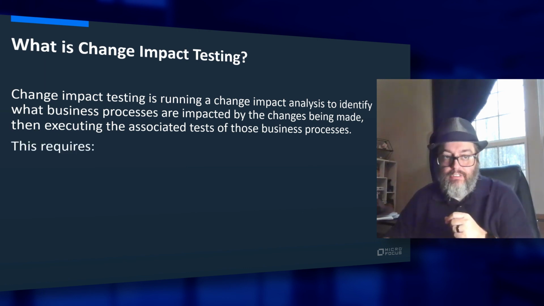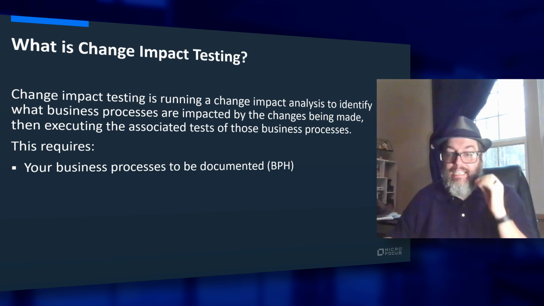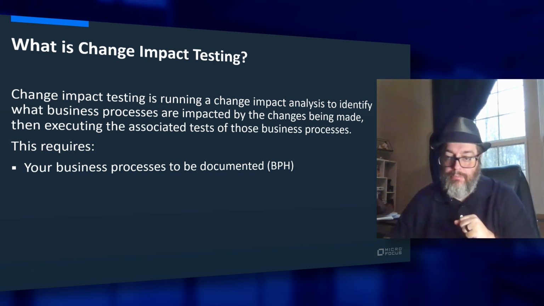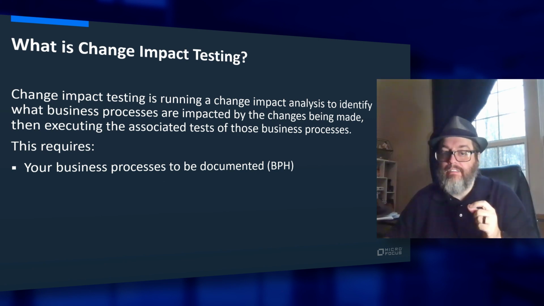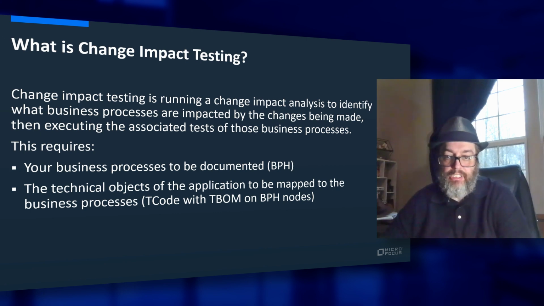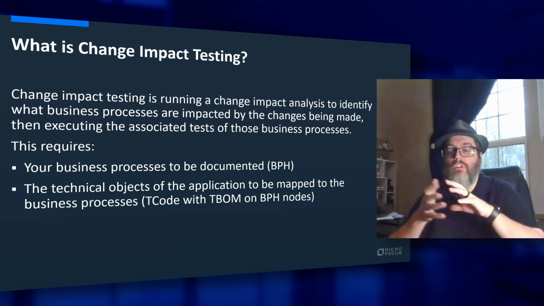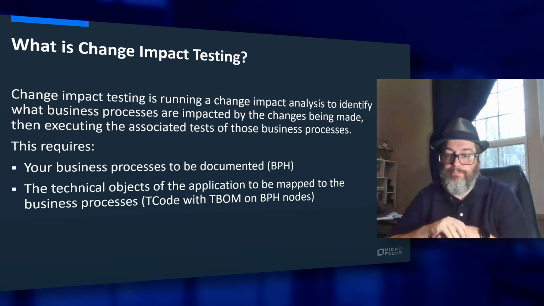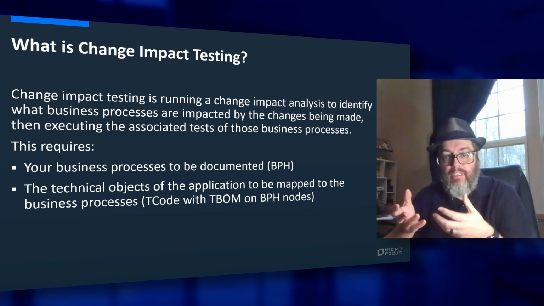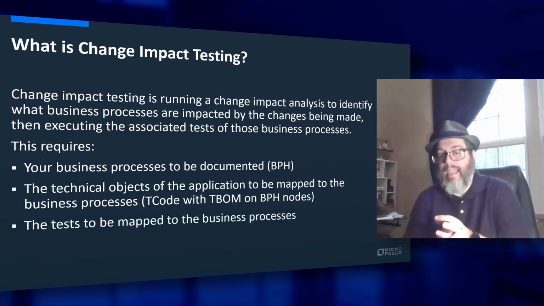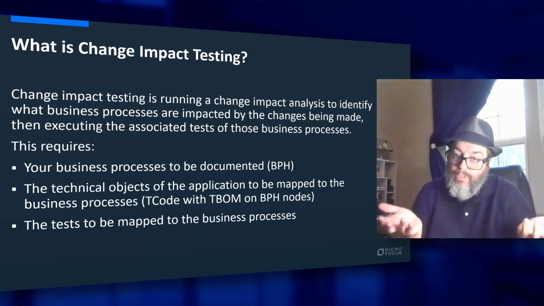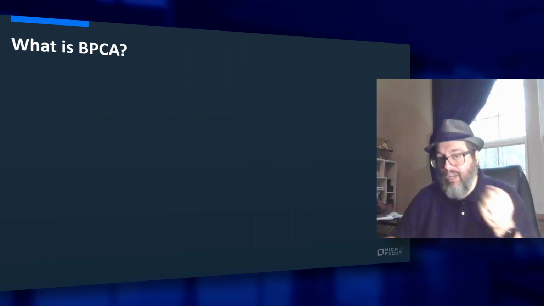Now, that requires that your business process hierarchy is fully documented inside of SAP Solution Manager. And that's done inside of solution documentation within Solution Manager. Next, the technical objects of your application have to be mapped or traced to those documented business processes in SAP. This would be the T code, the transaction code associated with the BPH node, and it has to have a current TBOM associated with that as well. And that all enables BPCA. Lastly, the tests need to be mapped to the business processes as well so that you can know which tests to run.